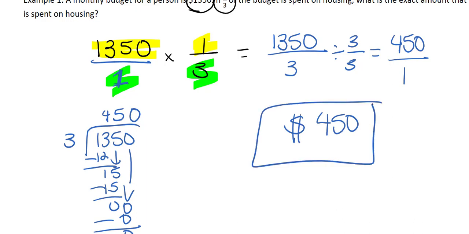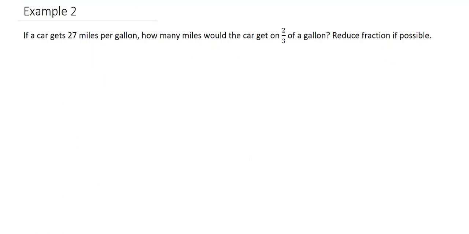So let's now look at the next example. Example 2: if a car gets 27 miles per gallon, how many miles would the car get on 2/3 of a gallon? So we're going to reduce the fraction if possible. We're going to multiply these numbers together. We'll put this over 1.